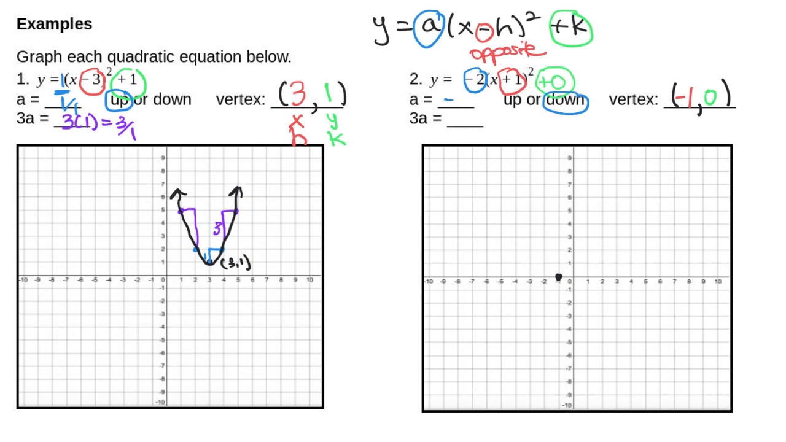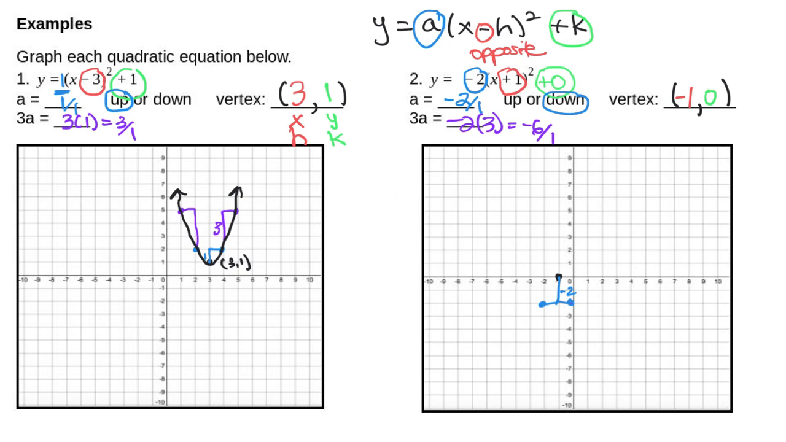So that -2 is our A value, and we can put that over 1. So we're going to go down 2 to the right 1 and down 2 to the left 1. That's our first step. So our graph is stretched out a little bit. And then we're going to do -2 times 3 for our 3a, and that's -6, and we can think of that over 1.